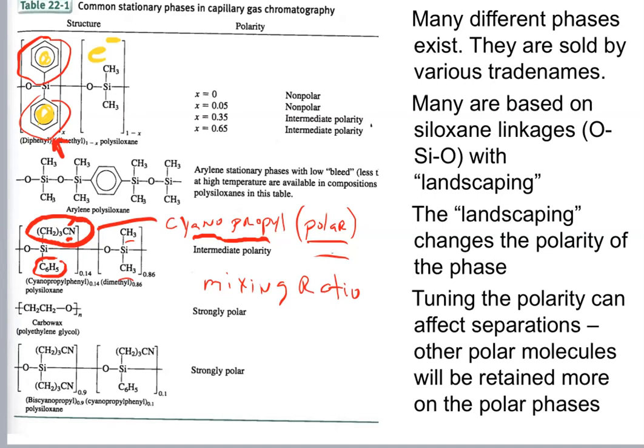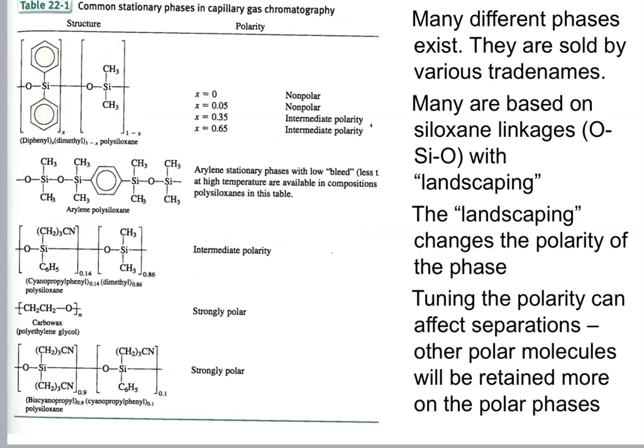And indeed, when manufacturers make these, a lot of times they give them unusual trade names like OV1, OV19, et cetera, et cetera. But if you do a little bit of digging into their product literature, you'll quickly find that they're all based on the siloxane linkages. And all they've really done is sort of tune the shrubbery, tune the landscaping a little bit to make their phase a little bit more polar or a little bit less polar. As a general rule, you want to use a polar stationary phase for polar analytes, because they will be retained more on that polar stationary phase, okay?